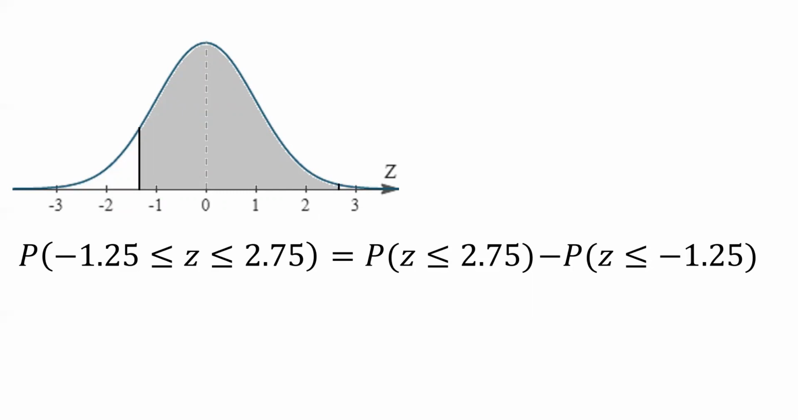If we look on our tables, we again cross-reference. Remember how we did that? On the second table, you find for 2.75 that you get 0.9970. On the first table, below -1.25, we want to take off that 0.1056, and this gives us a probability value of 0.8914. So the probability of falling in that area is 0.8914.